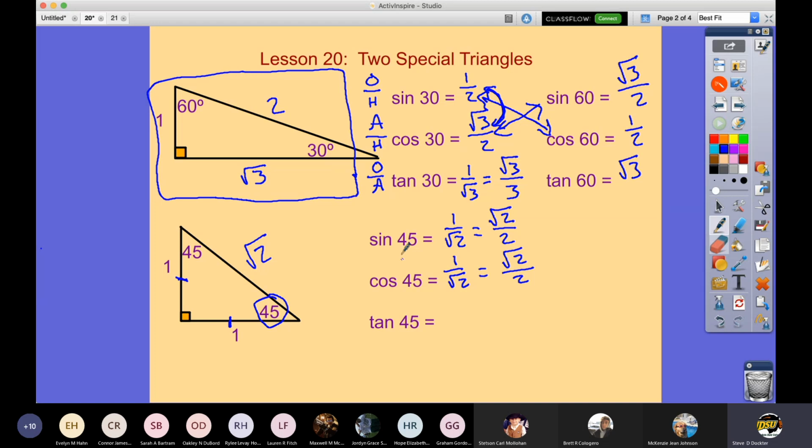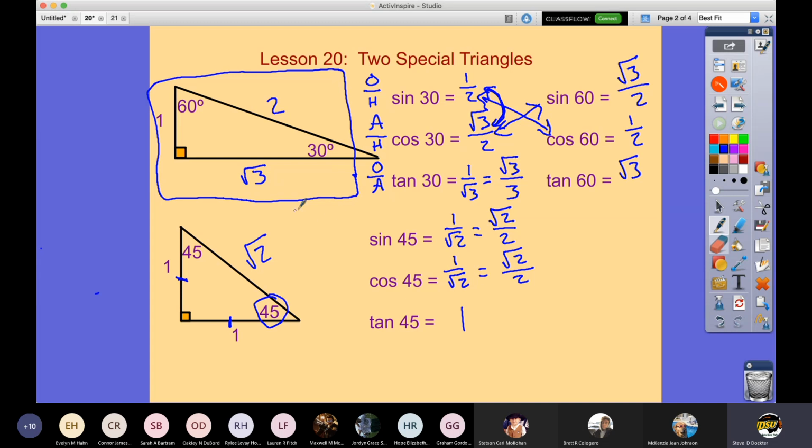And that would make sense because with sine and cosine, we're dealing with opposite and adjacent. Well, if both of those are the same, then we're going to get the same answer here. Tangent of 45 would be opposite over adjacent, so 1 over 1, or just 1. Same thing as I said before. You don't have to memorize these answers here. Just know that you're going to see them a lot.